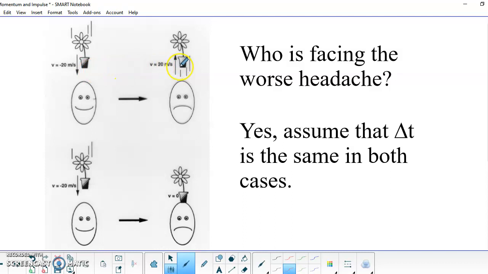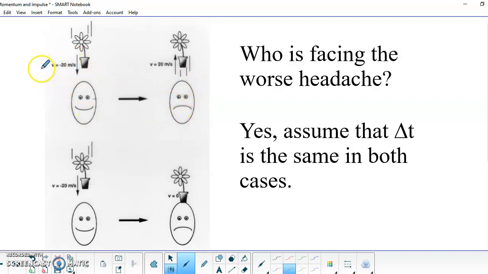The first rebounds at the same velocity that it comes in at, and the second one just sticks. It just comes to a stop. So take a second, see if you can answer that question and justify why. And the correct answer is the top one is a worse headache, and here's why.